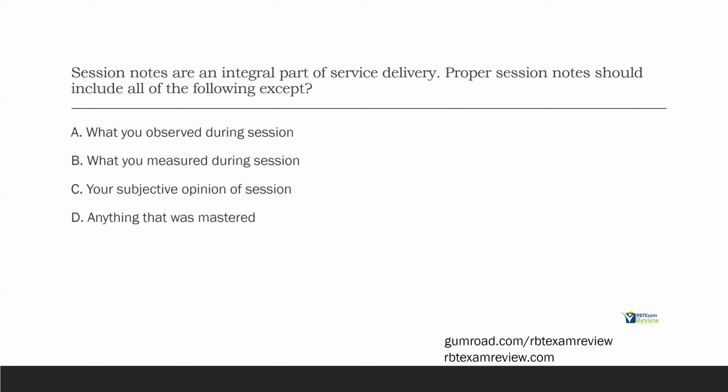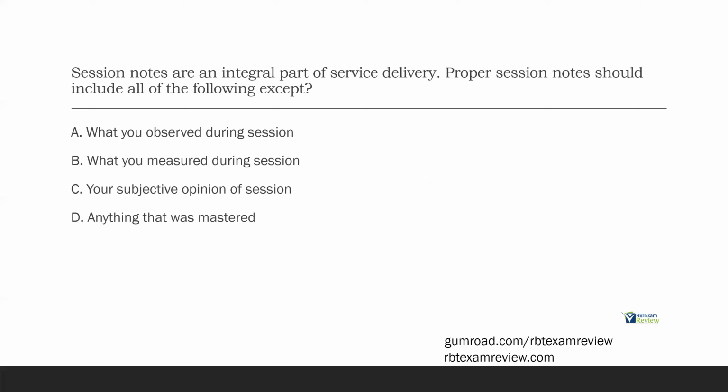So what are some of our keys for session notes? They need to be complete. They need to be clear. They need to be objective. Okay, so this question is asking what should be included in a session note? All of these except what? So 3 of these should be included and 1 shouldn't. A, what you observed during session. Definitely, right? What you observed is very important during session. That's going to give us a picture of what happened. It needs to be objective, right? So you just need to write what you saw and nothing else, okay? But A is important.